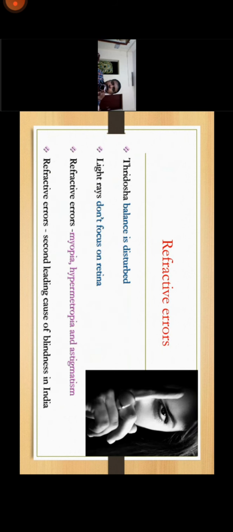Then coming to the refractive errors, the Pradosha balance is disturbed in refractive errors. According to the Ayurvedic concept, we are treating it with the dosha predominance. Here the light rays don't focus on the retina. Normally, we know the light rays from an object that we see are clearly focused on the retina, but here it may focus beyond the retina, or before the retina, or maybe at more than one point in the retina.